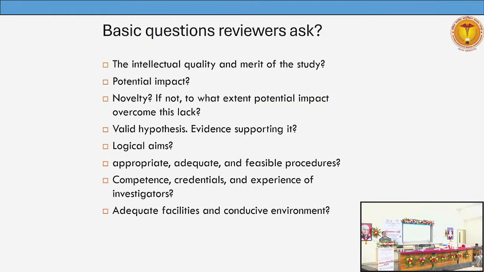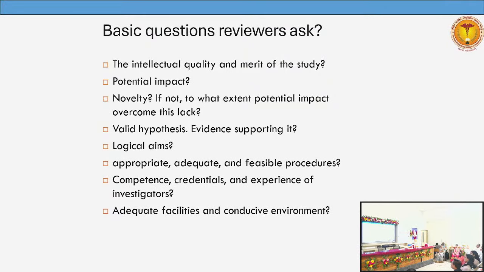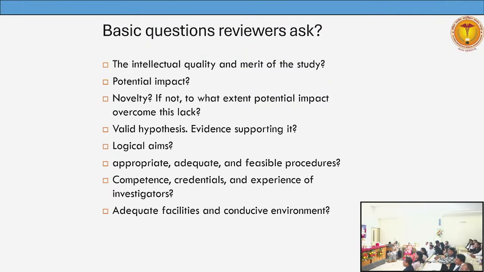Next, how is the protocol written? Whether you have a very valid hypothesis, and if so, are there evidences to support it? So that you have to again go to the literature. Next, are the aims logical? That means the objective you put, the research question, is this logical? Whether the question is put in a logical way so that you can get an answer. Next, whether it's appropriate, adequate, and feasible. So your materials and methods are aligned with your research question, whether they are appropriate or not.